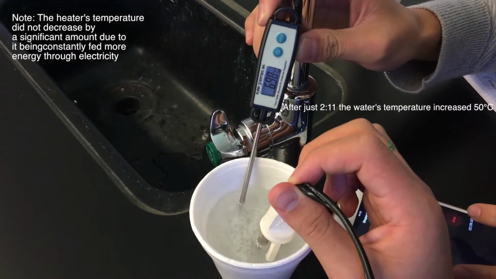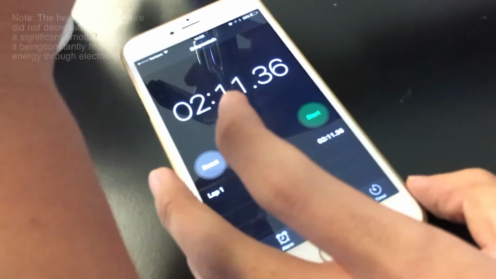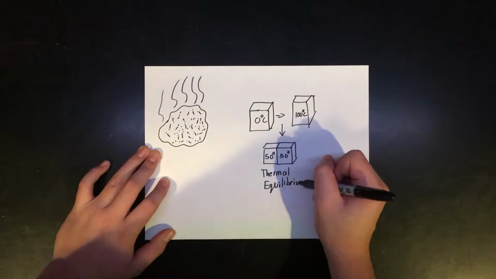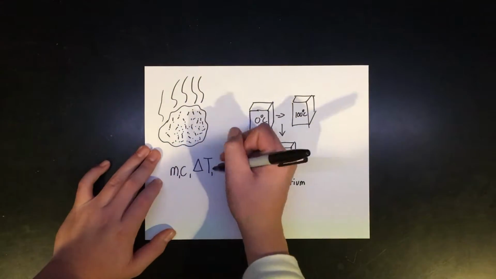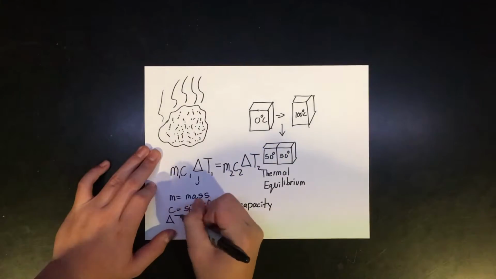In this unit, we looked at the ways objects' temperatures change when in contact due to thermal equilibrium. The equation of thermal equilibrium is mc delta T equals mc delta T, which allows us to find the temperature of an object or substance when given the 5 other variables.